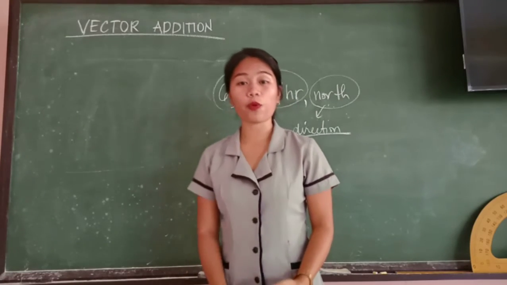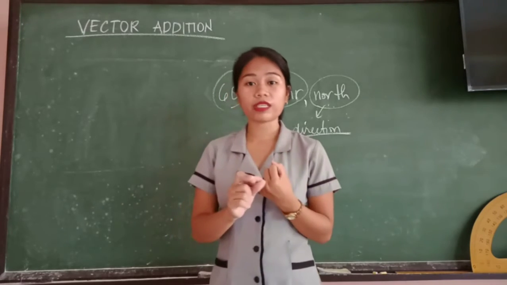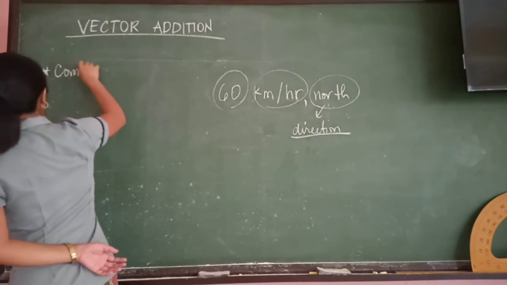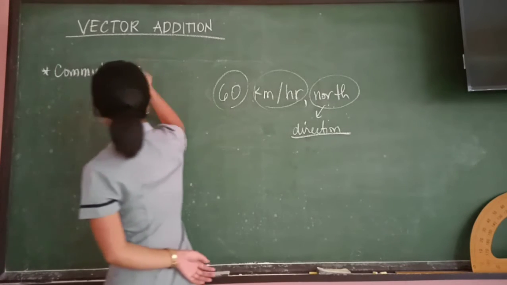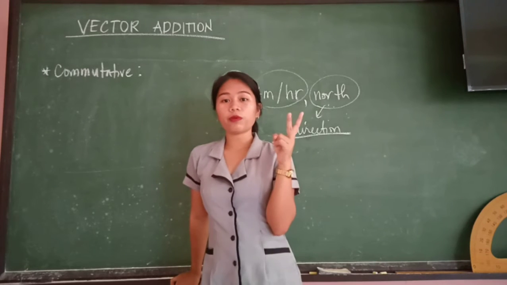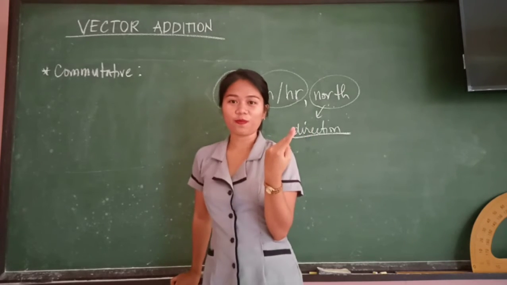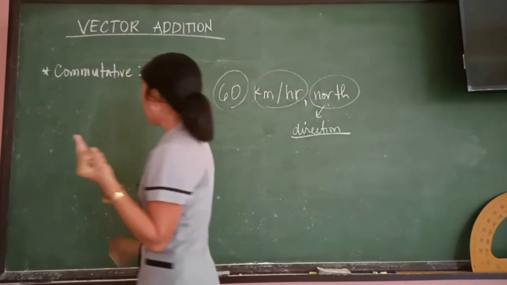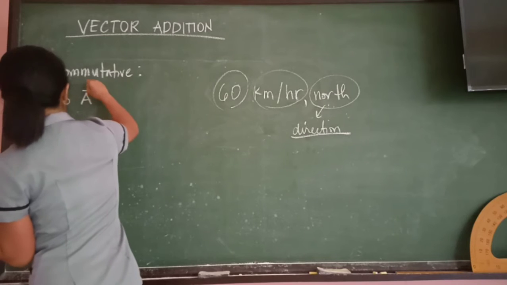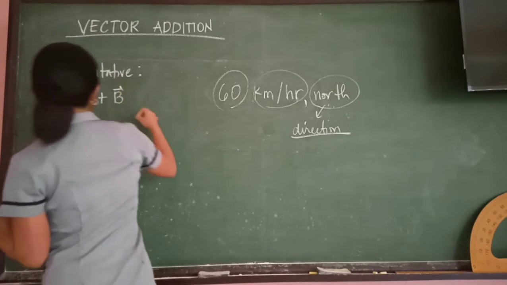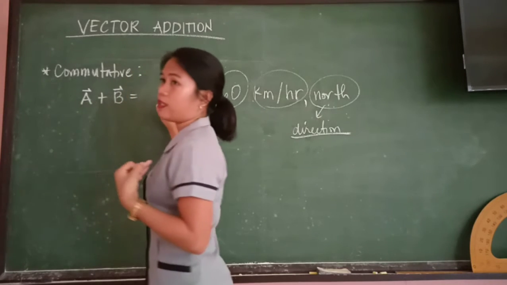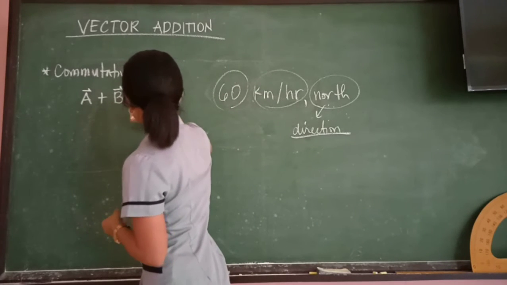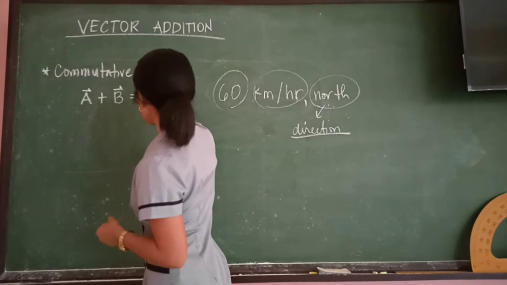Take note that vector addition has two important properties: the commutative property and the associative property. When you say commutative property, that is an addition property in which variables that are added together can be interchanged. Let's say, for example, you have vector A and vector B. In commutative property, A plus B will have the same result when you interchange the variables and have it as vector B plus vector A.